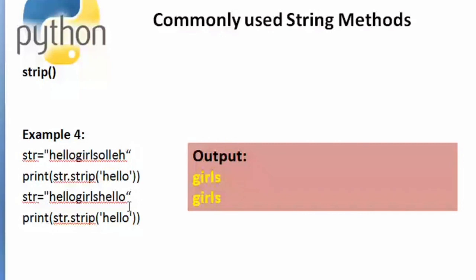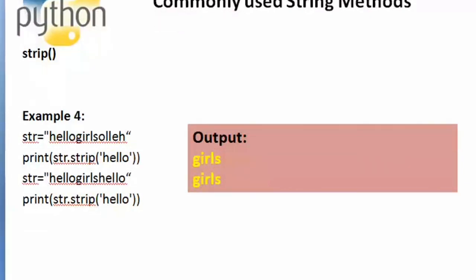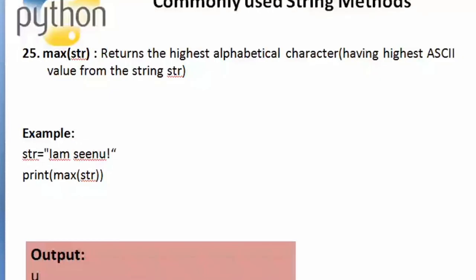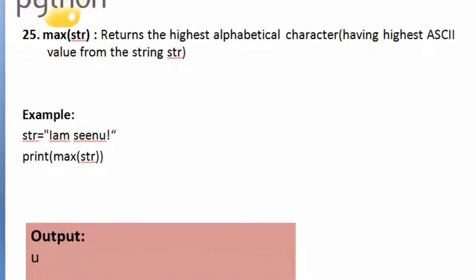Moving on to the next example. The next one is max str, which will return the highest alphabetical character in ASCII. I have given a string, I am Sinu, and I just wanted to find the maximum character in terms of ASCII. U is the maximum letter in the I am Sinu string, so it is printing U. U is higher than exclamation, so that's why it has come there.